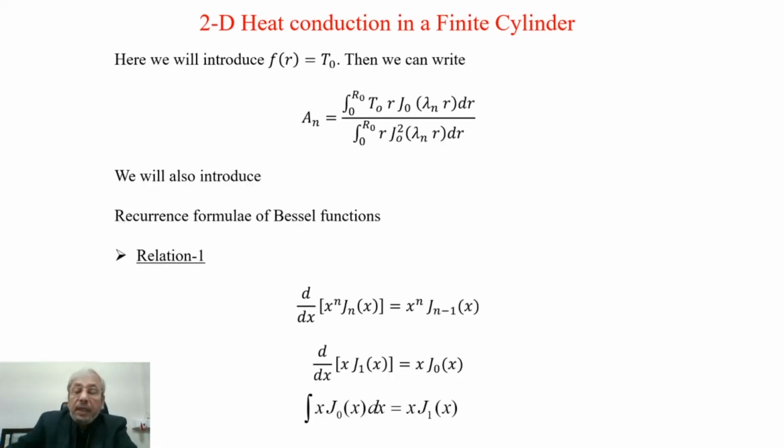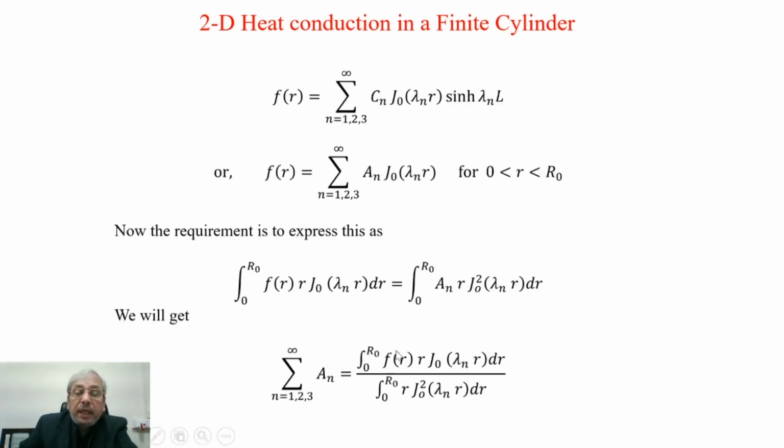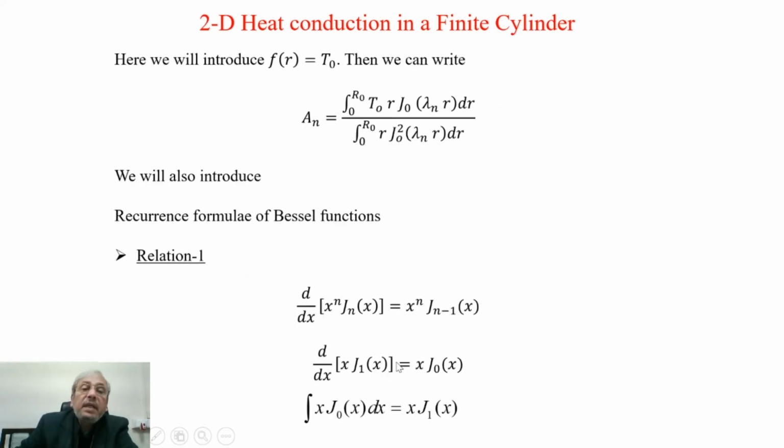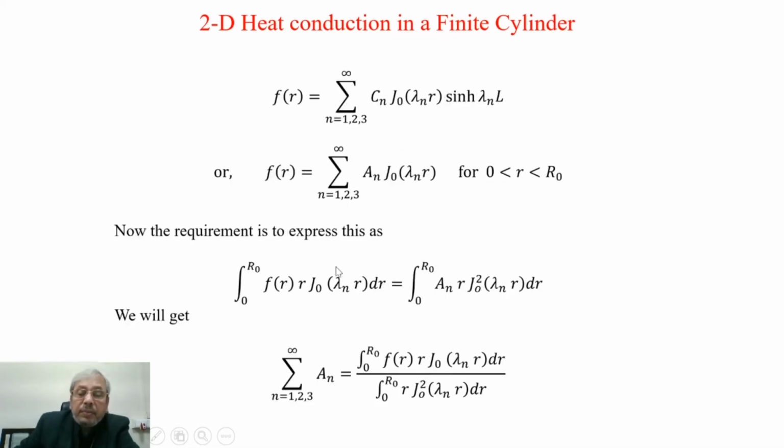In order to integrate this a little more smoothly, we are saying for the time being that Fr is a constant value T naught. That means T2, the temperature at the top surface, is T0 in excess of T1. It is higher than T1 by a quantity which is T0. And then we can write An is integral 0 to R0 T0 r J0 lambda n r dr divided by integral 0 to R0 r J naught square lambda n r dr. So just the previous integral, we have substituted Fr by T naught.